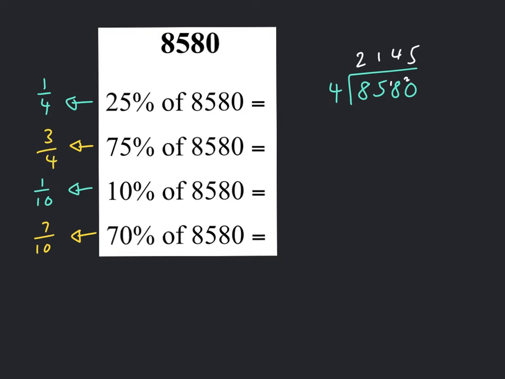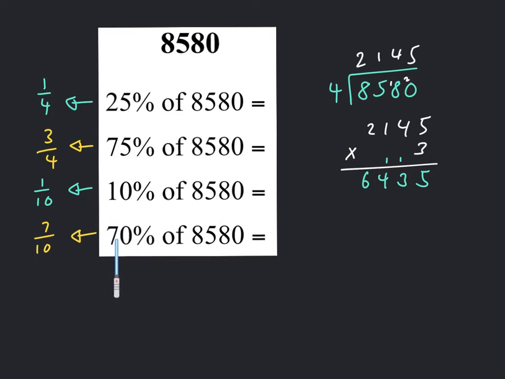Now I've just found 1/4 of 8,580 over here. Okay, so I've done the bottom part. I've divided by the bottom. Now I need to multiply by the top in order to find out what 3/4 of it is. And that is 6,435. As we said before, to find 1/10 of something, you divide it by 10. So 1/10 of 8,580 would be 858.